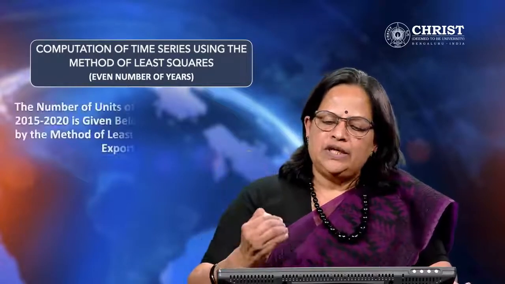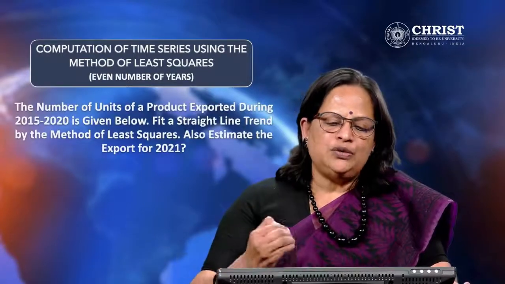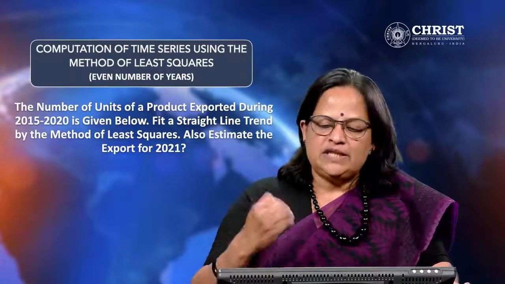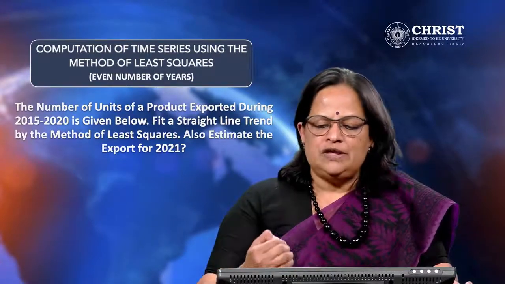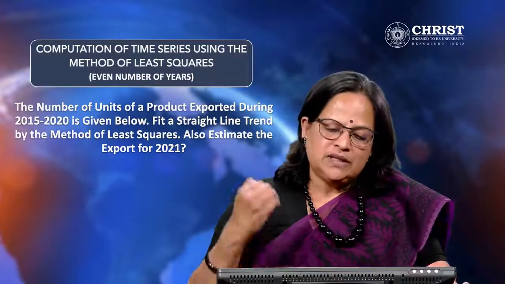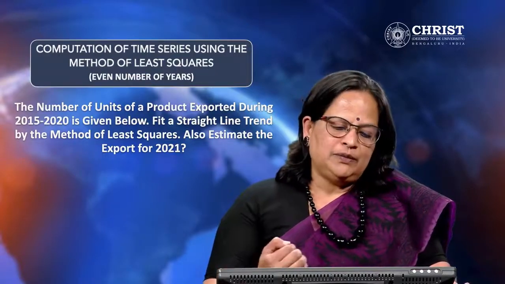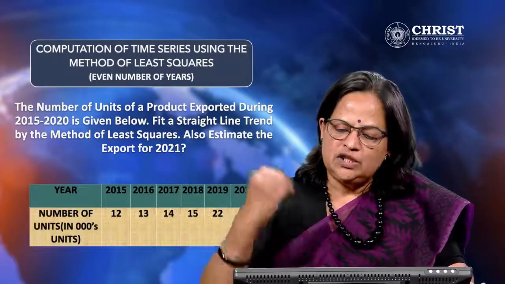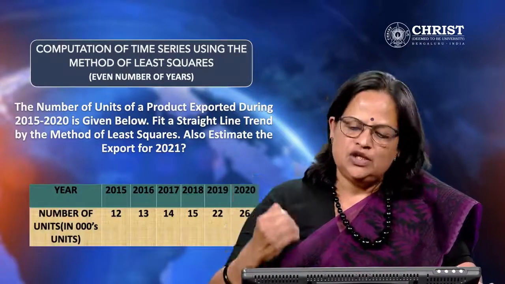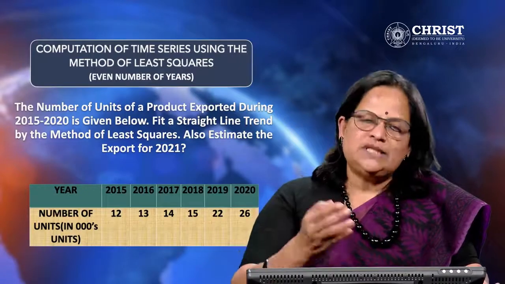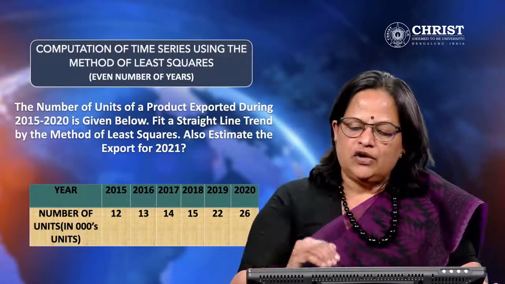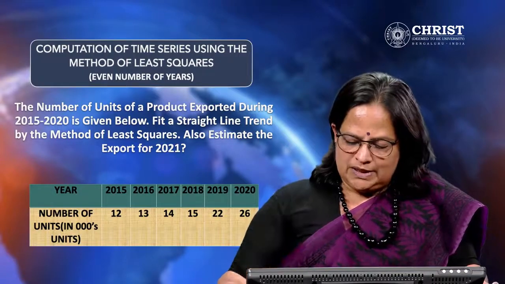The number of units of a product exported during 2015 to 2020 is given below. Fit a straight line trend by the method of least squares. Also estimate the export for 2021. So the years 2015, 2016, 2017, 2018, 2019 and 2020. Number of units in 1000 units. The values are given: 12, 13, 14, 15, 22, 26.